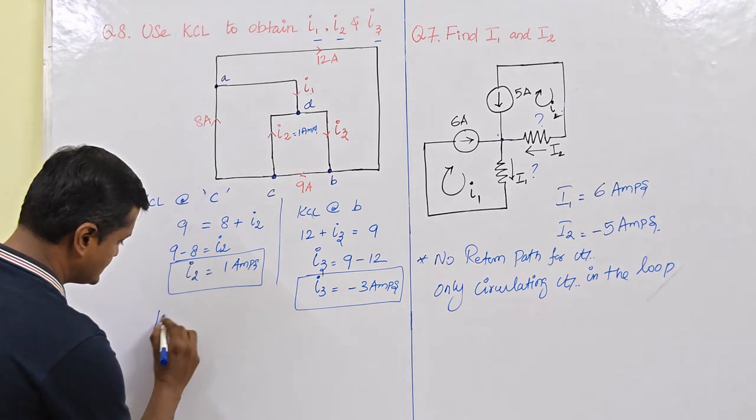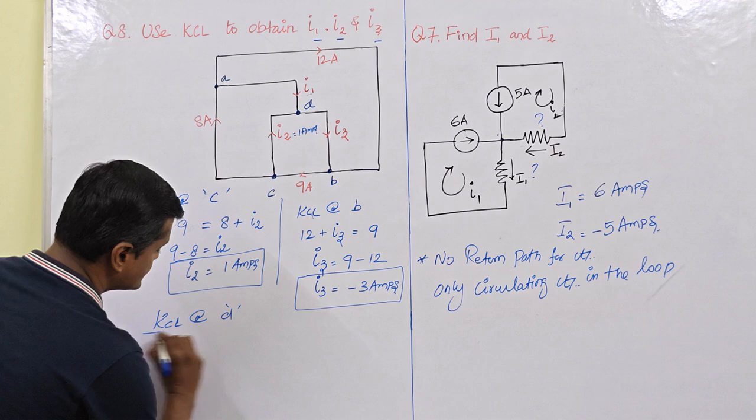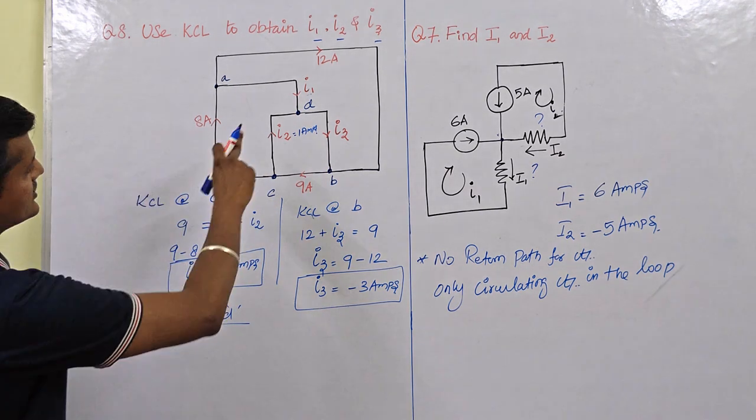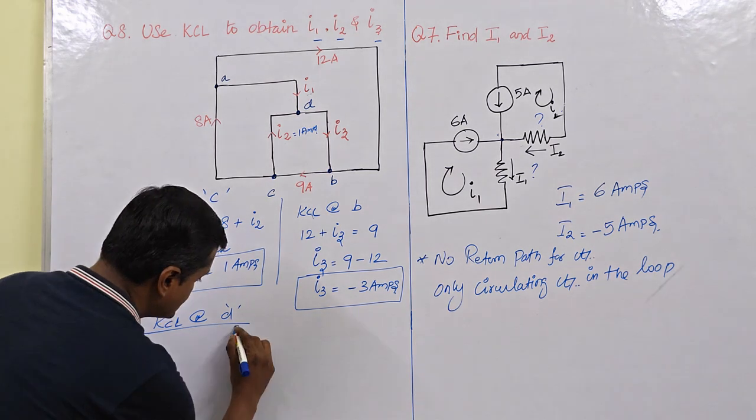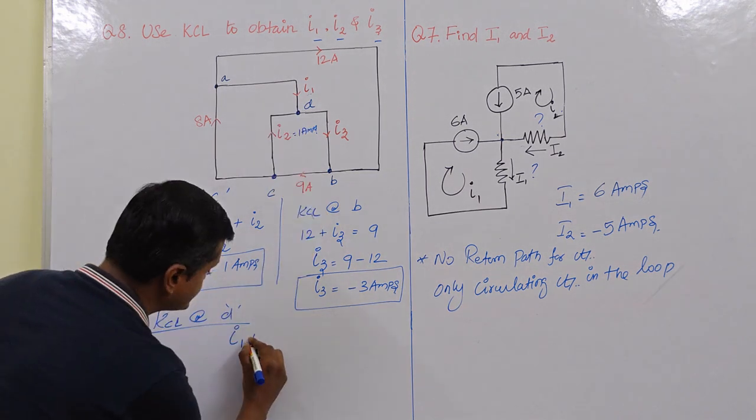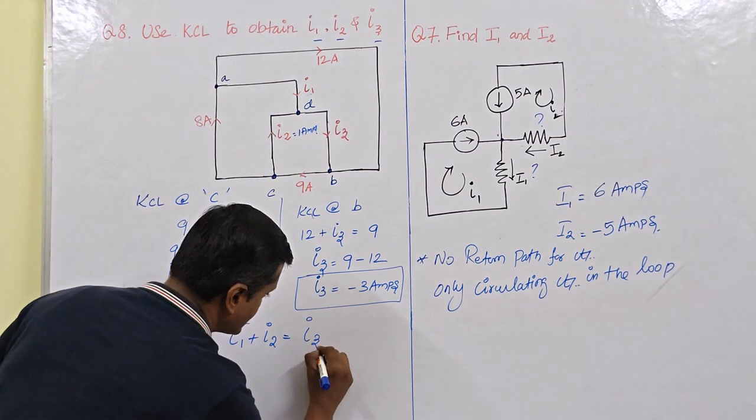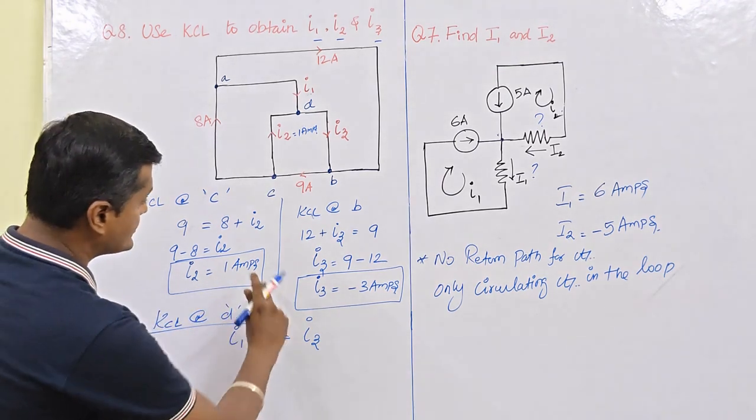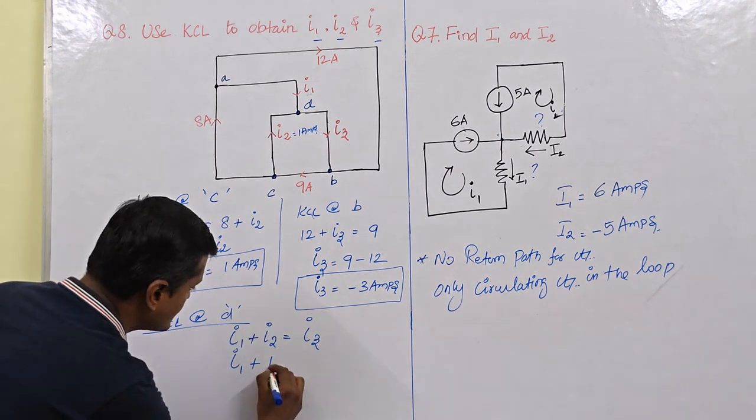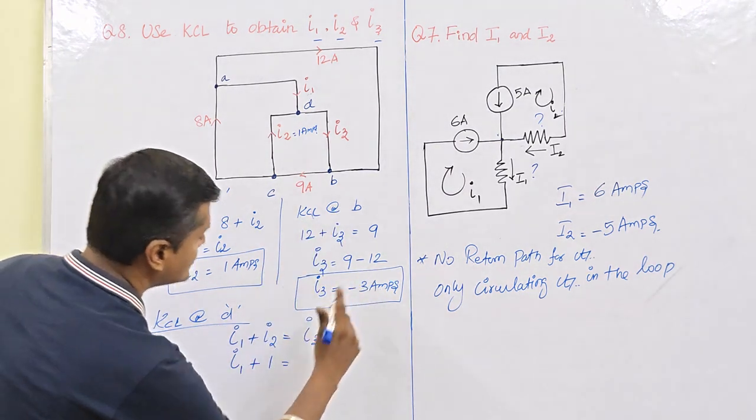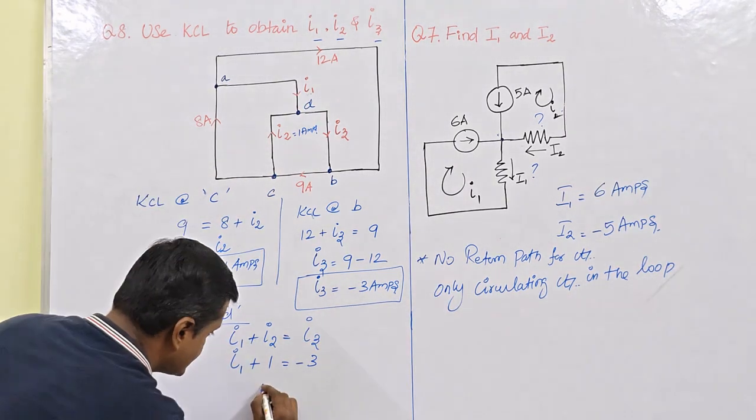So KCL at node D. At node D, I1 is incoming current, I2 is incoming current, and I3 is outgoing current. So I1 incoming plus I2 incoming is equal to I3 outgoing, right? So what is the value of I1? We have to find I1. We have I1 plus I2, 1 amp, equal to minus 3.